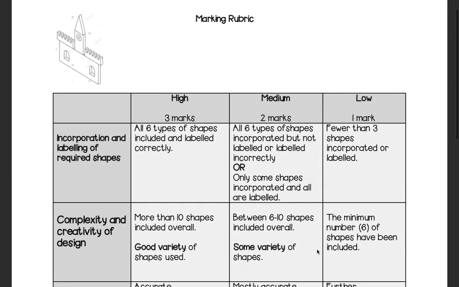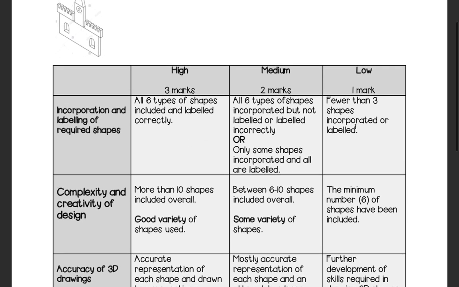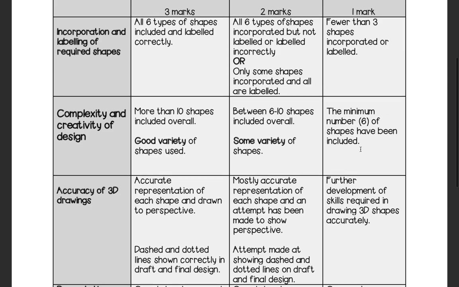So let's just quickly look through the rubric. So here's your rubric. So this is how it's going to get marked. You're going to get marked on, have you incorporated and labelled all of the required shapes? For high, you're going to have to include all of the 6 shapes and label them correctly. And then it varies down to not including many at all or missing a few. Then the complexity of your design. If you've got more than 10 shapes overall and a good variety of used shapes, you get 3 marks, all the way down to the minimum number of 6 shapes have been included, and that's it.